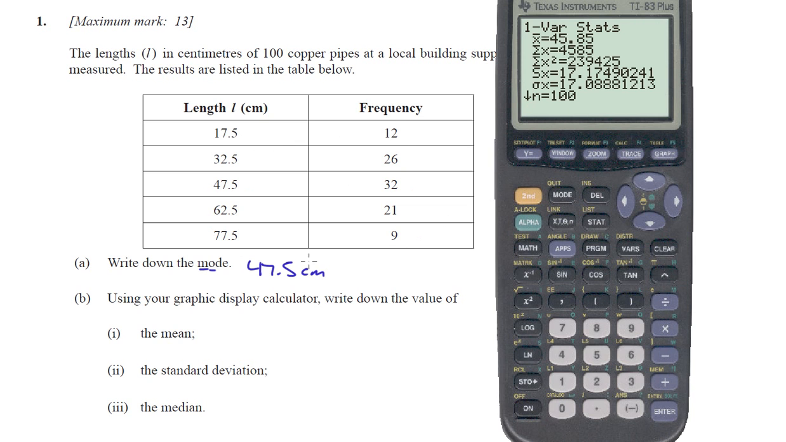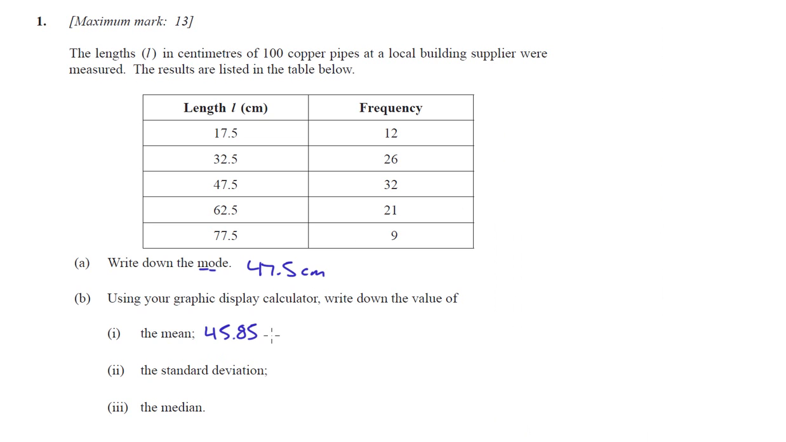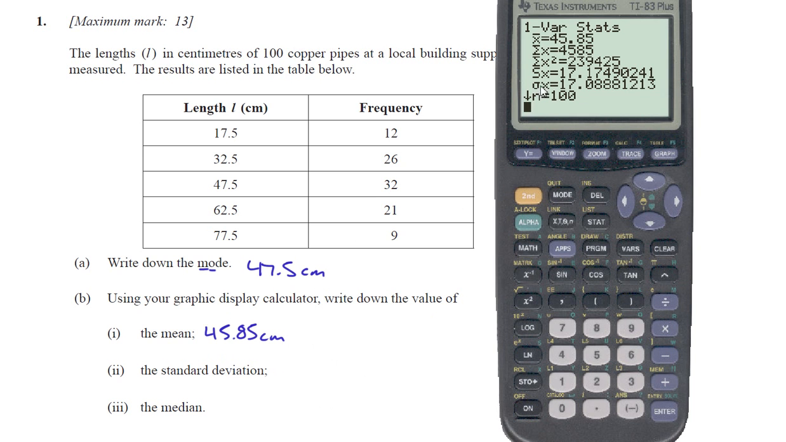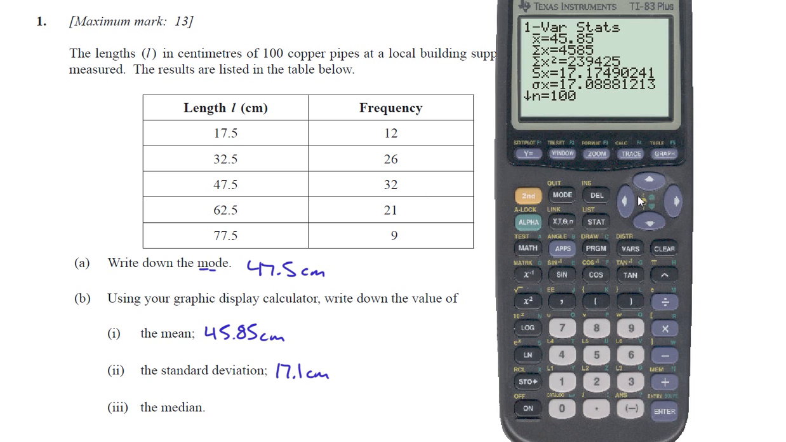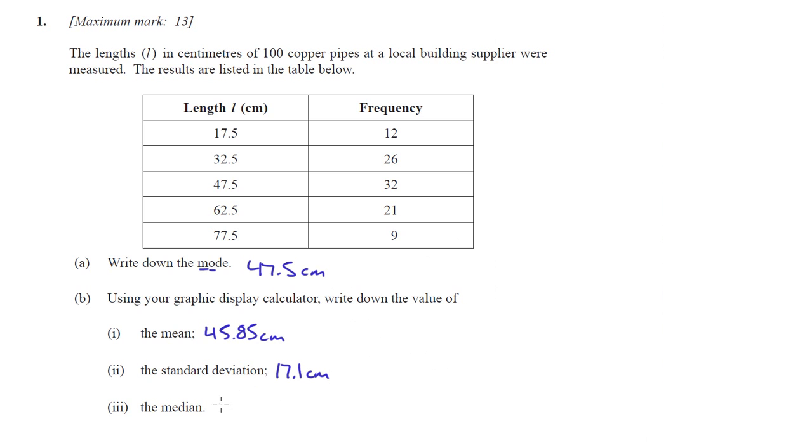Okay, so the mean. Since it says write down, it's not asking you to show any calculations. So the mean is 45.85. Standard deviation is this one here. Remember, it's like the little sigma, the little o with the cape. That's 17.08, so let's go with 17.1. And then the median is down below here, at 47.5.